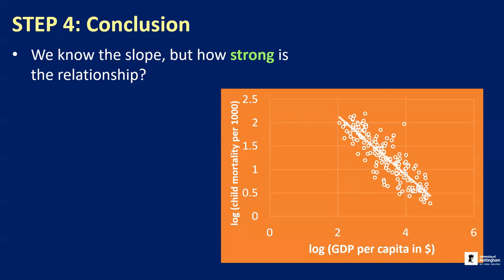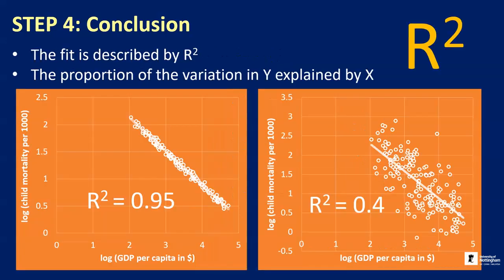The last question we might want to answer is, well, how strong is the relationship? Now, it's obvious from this data set that we have a pretty strong relationship. It's just a universal truth that poor countries have high child mortality and rich countries have low child mortality, with relatively little scatter. But we can quantify that scatter using another statistic called R-squared. And R-squared is a measure of fit of the line of best fit to the data.